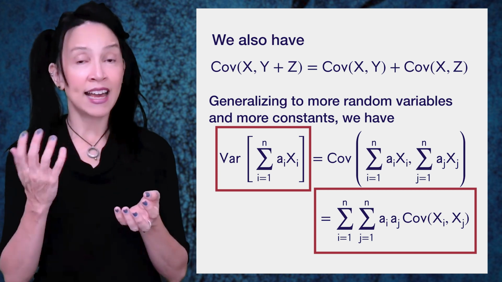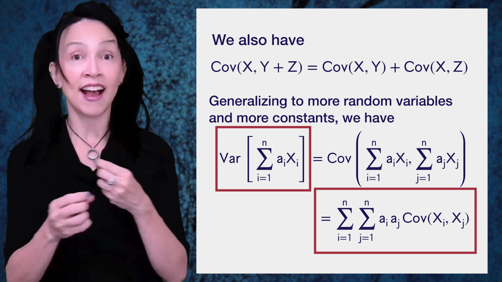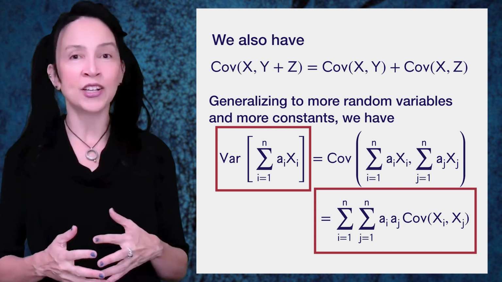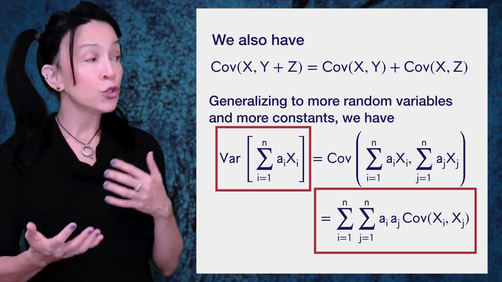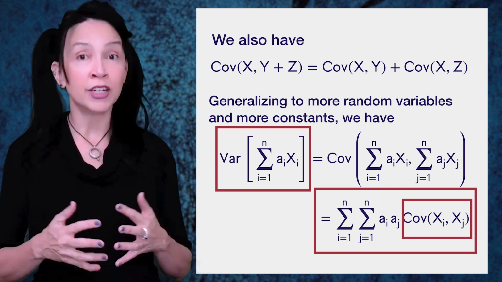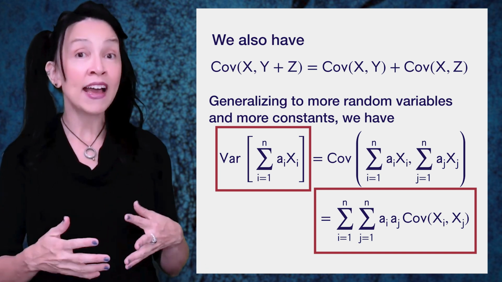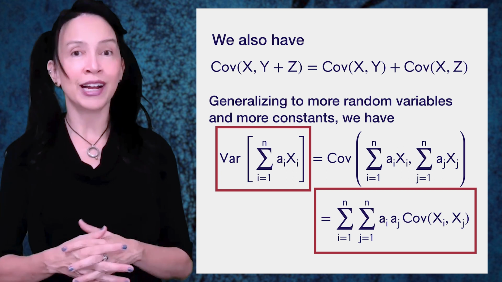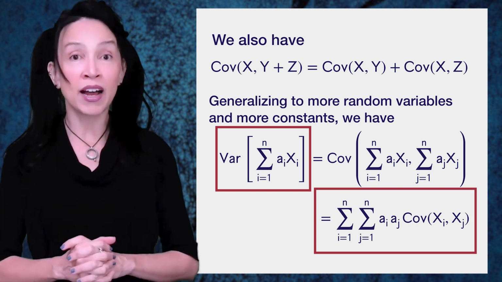If x sub i and x sub j are independent, and that happens when i is not equal to j in an IID sample, this covariance between x sub i and x sub j is going to be 0 whenever i is not equal to j. So a whole bunch of these terms are going to be 0. The only surviving terms are going to happen when j is exactly equal to i. In that case, we'll get the covariance of x sub i with x sub i, which is the variance of x sub i. And in that case, you're going to get an a sub i and an a sub i.